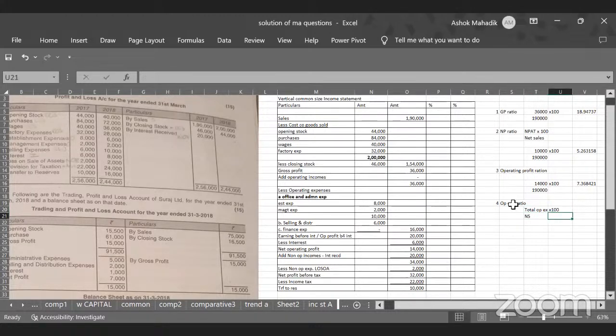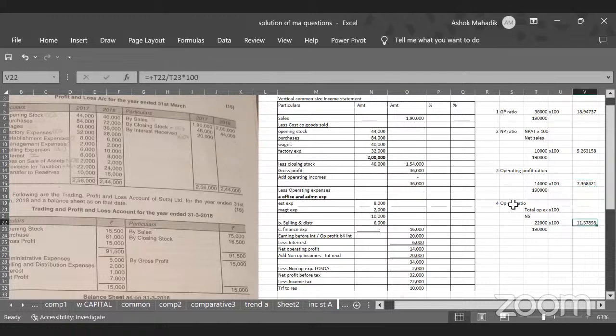Okay. So total operating expense, can you give me a figure for total operating expenses? You may say 16,000 as office, selling and finance total is 16,000. But wait, even that interest is your operating expense. So even include interest. So it will be 22,000. Don't forget this. Upon net sales, 1,90,000 into 100. Okay. Interest is your operating expense.